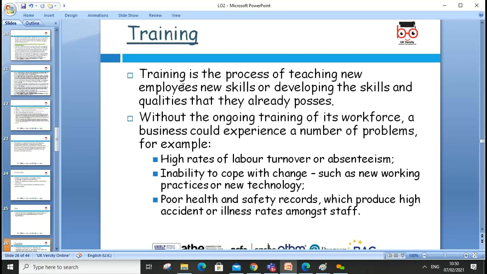Next our area of discussion is training. Training is the process of teaching new employees new skills and developing the skills and qualities that they already possess. Without the ongoing training of its workforce, the business could experience a number of problems. So problems can be solved if we have good training in place. Training can be on the job, off the job, different ways of training. Problems include a high rate of labor turnover or absenteeism, inability to cope with change and new technologies. If we have a lot of slip and trip injury claims, that's due to poor health and safety training.